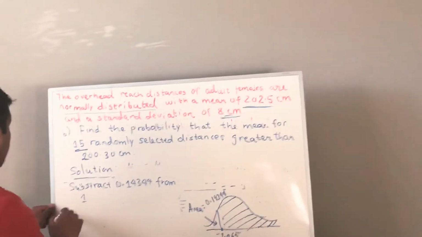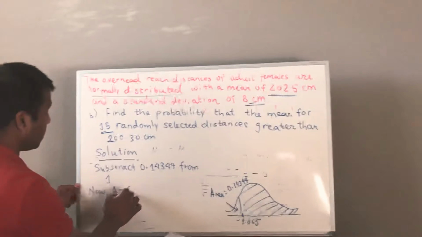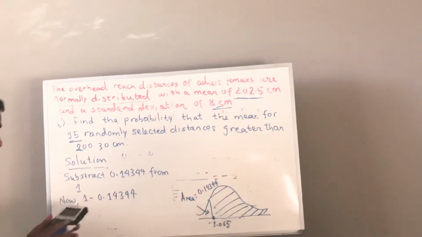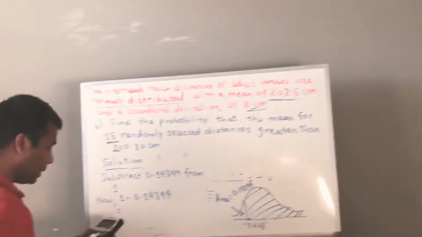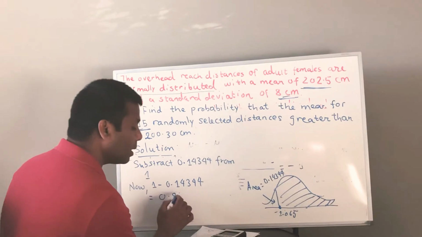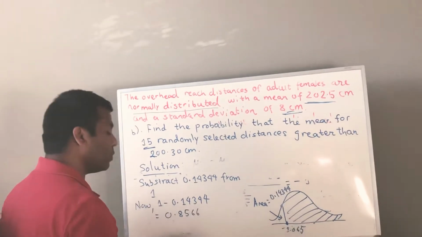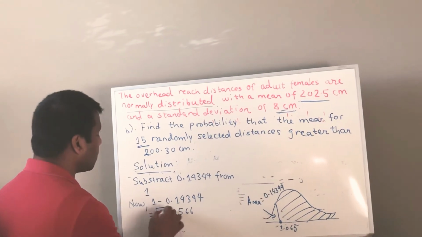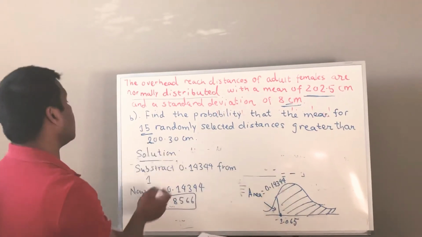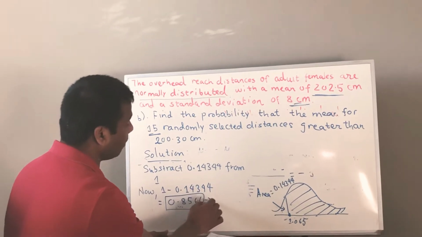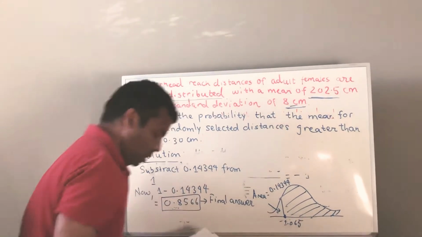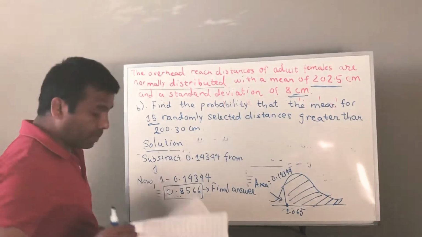So now what do you get? You will get 1 minus 0.14344. So that will give you 0.8566 if you round to 4 decimal places. So this will be the probability that the mean for 15 randomly selected distances is greater than 200.30 centimeters. So this is the final answer for part B.